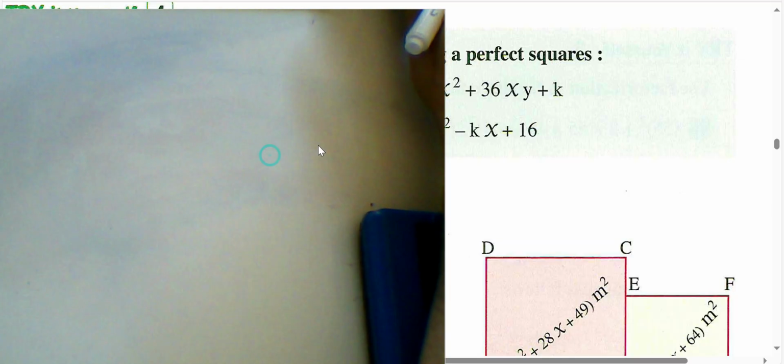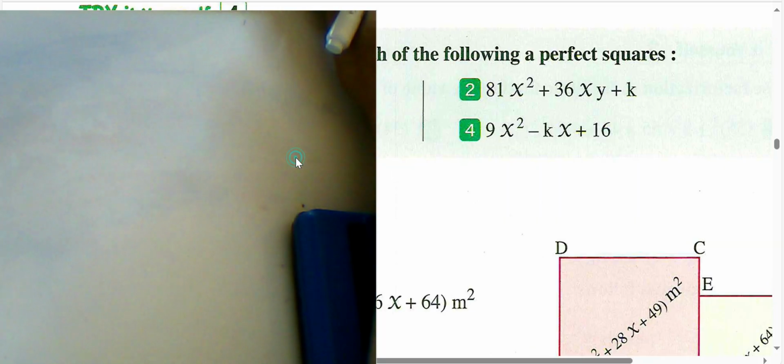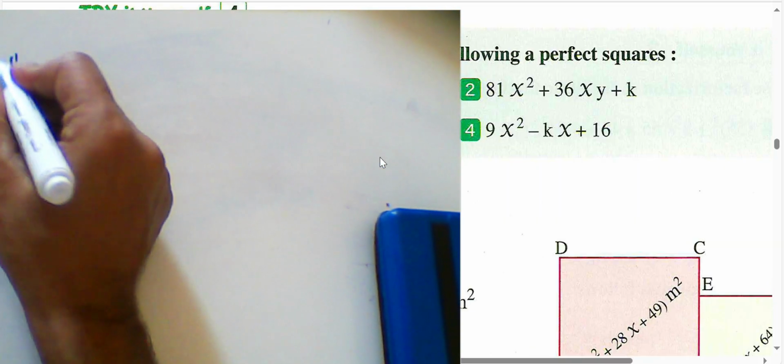Next question, number 4. We can find the value of k. K here lies in the middle. Number 4.